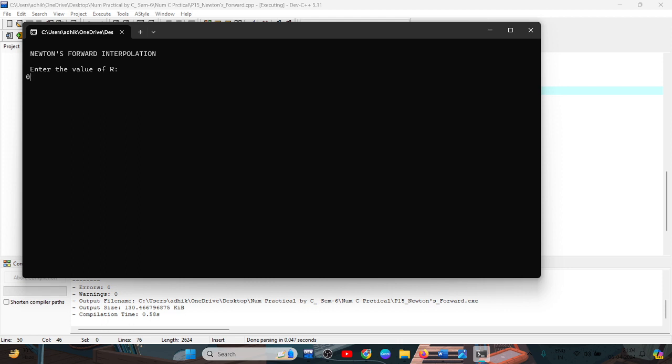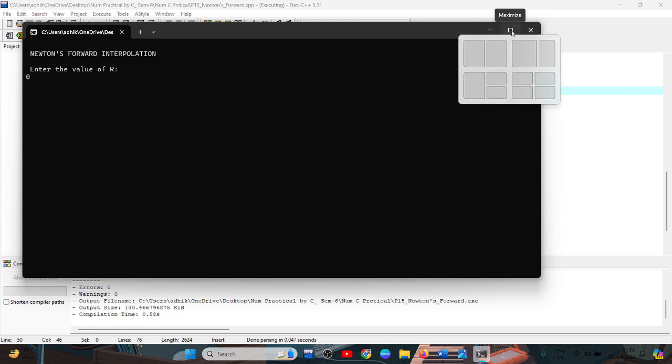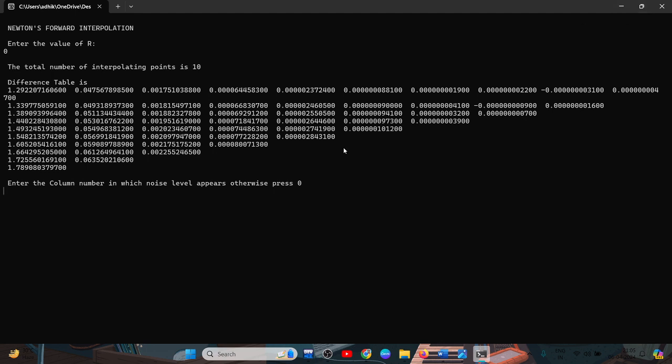Enter the value of r, put here r equal to 0, and you get the interpolating points. Here the number of interpolating points is 10, and this is the difference table. The first column gives the value of y, that is fx: y0, y1, y2, y3, y4, y5, y6, y7, y8, y9. The second column gives delta y0, the first order difference, and the third column gives delta 2 y0, the second order difference. The next column gives delta 3 y0, the third order difference, then the fourth order difference, fifth order difference, sixth order difference, and so on.